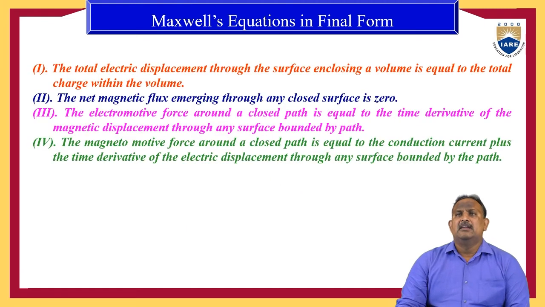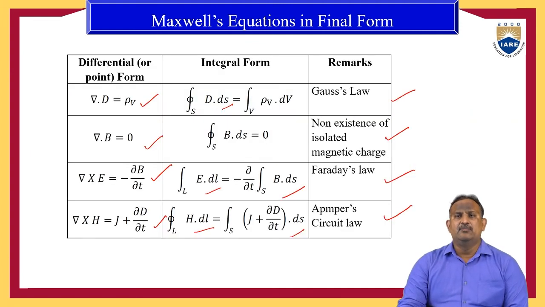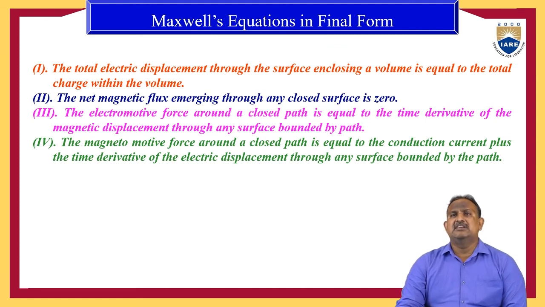Here we can see the Maxwell equations in final form as a word statement. The first Maxwell equation: the total electric displacement through the surface enclosing a volume is equal to the total charge within the volume. Del dot D equal to rho V means the total electric displacement through the surface enclosing a volume is equal to the total volume charge within the volume.